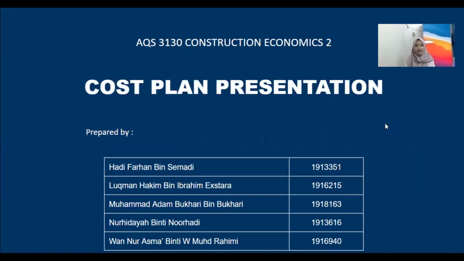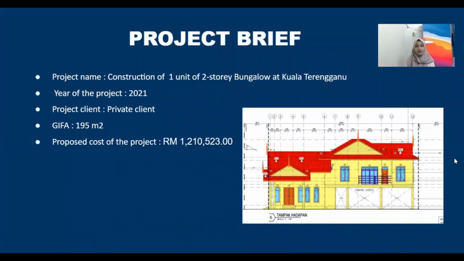Okay, next slide. First of all, the brief of the project is as stated, where it is the construction of one unit of two-story bungalow at Kuala Terengganu. The project is in 2021 and it is proposed by a private client. The total GIFA for the project is 195 meters square, and the proposed cost that we calculated is about 1,210,523 ringgit. And this is the drawing for our proposed project.